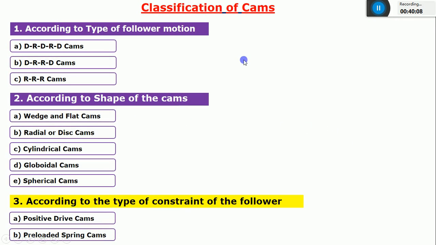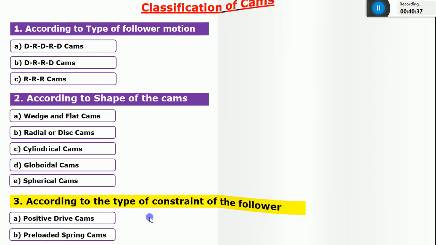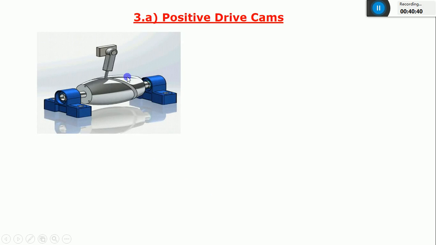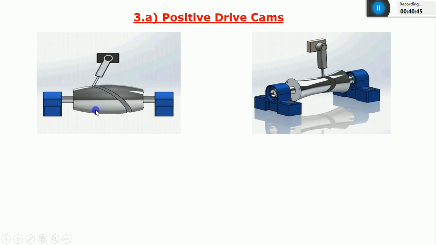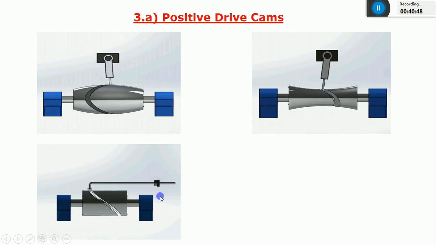Yeah, and this is all about the classification of cams. We have discussed the first one based on the type of follower motion, where there are three types, and the second one based on the shape of the cam, where again there are five types. The last one is according to the type of constraint the follower has. If you are maintaining the contact between cam and follower with the help of a groove and without using any spring force, you can call it positive drive cams. The examples are the globoidal cams of convex shape, one more of concave shape, and the cylindrical cam and the spherical cam.